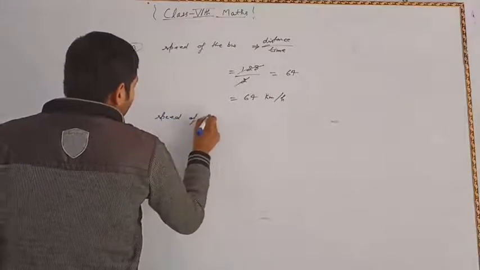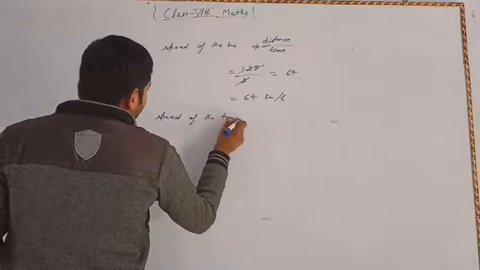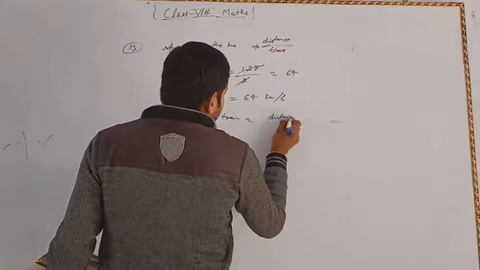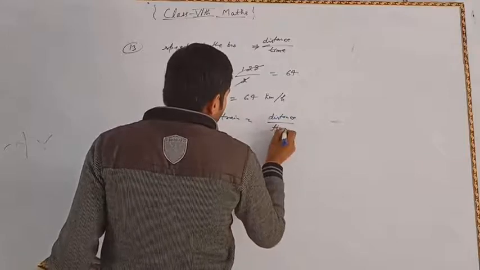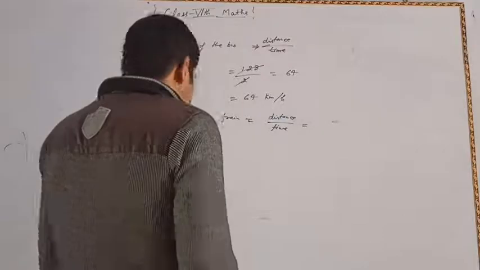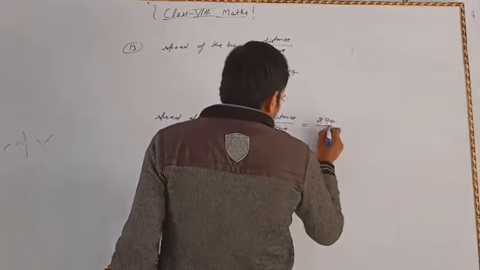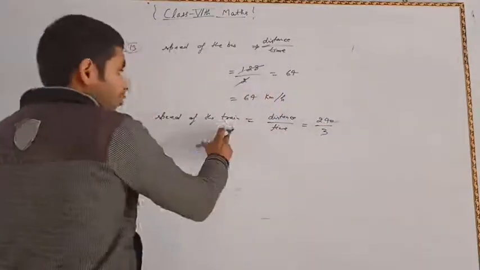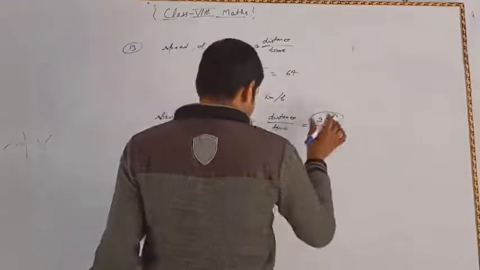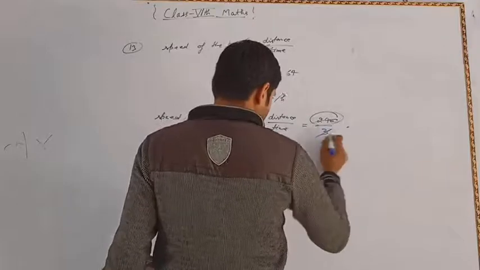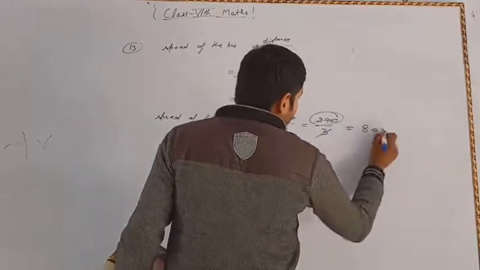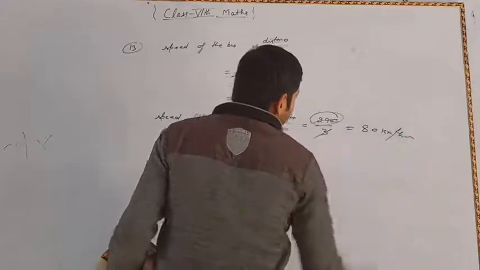Now again, speed of the train is equal to distance upon time. Here given that distance is equal to 240 kilometers. Time taken by the train to cover this distance is 3 hours. Then 240 upon 3 is 80 kilometers per hour.